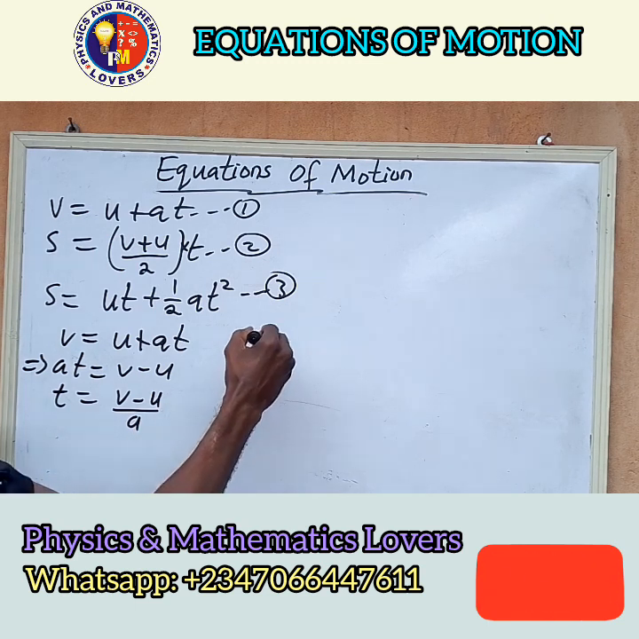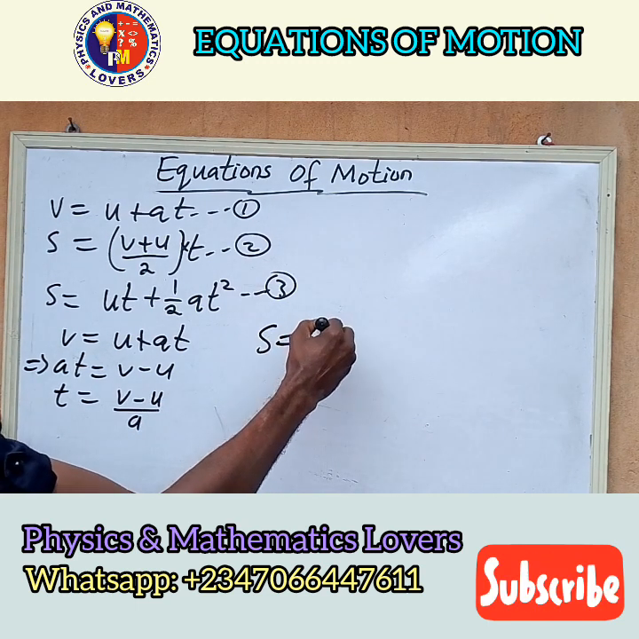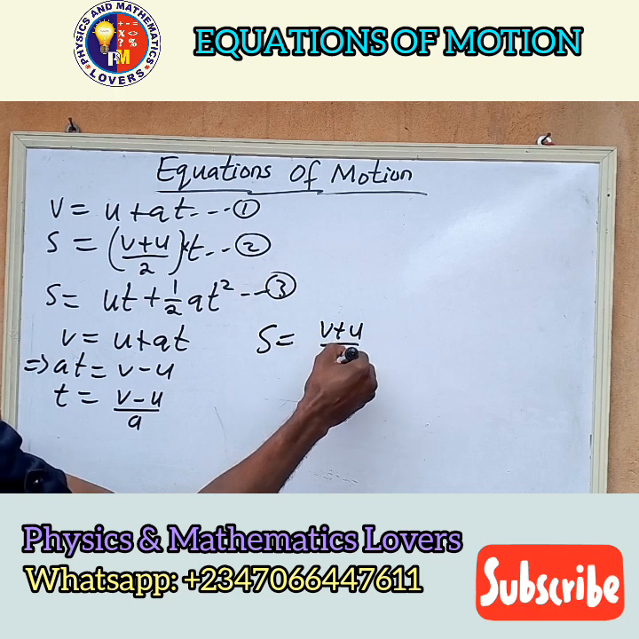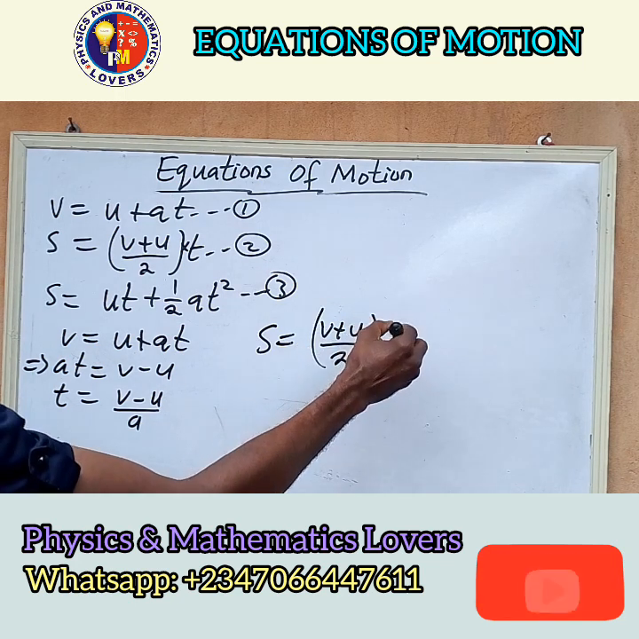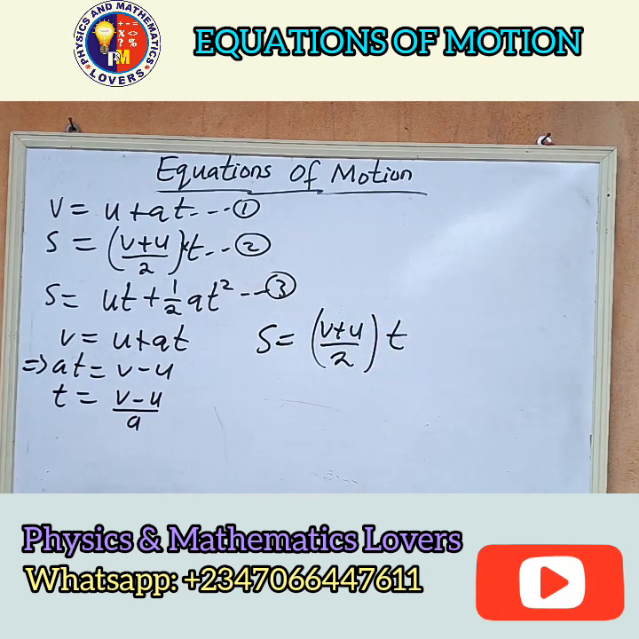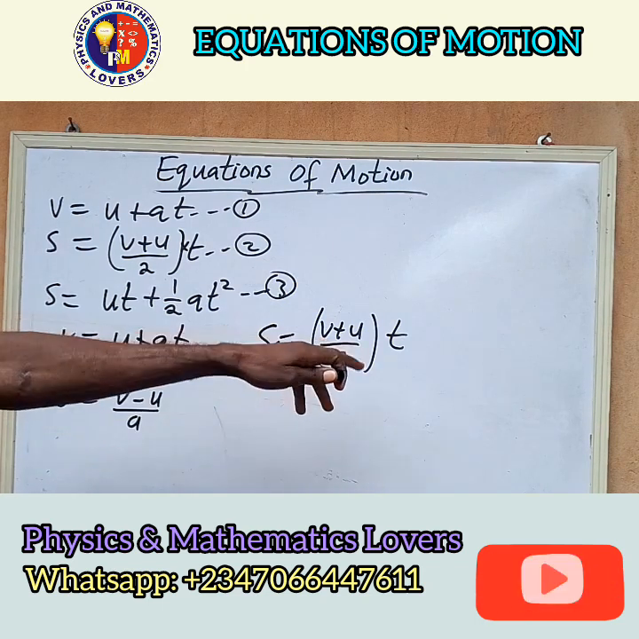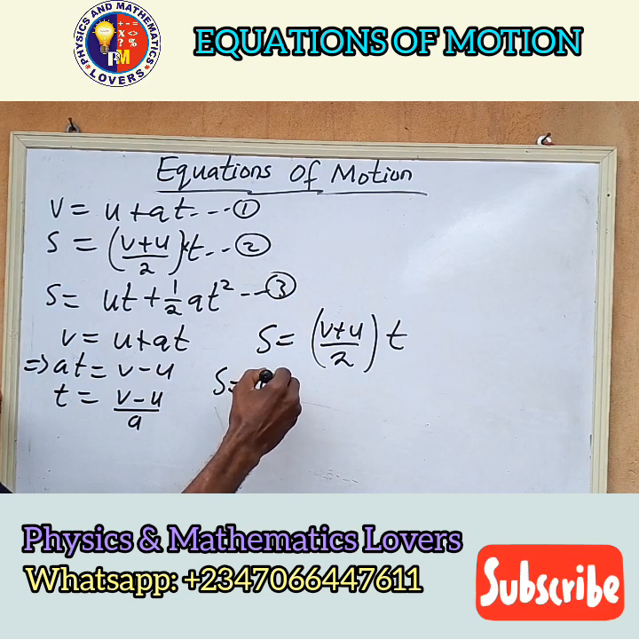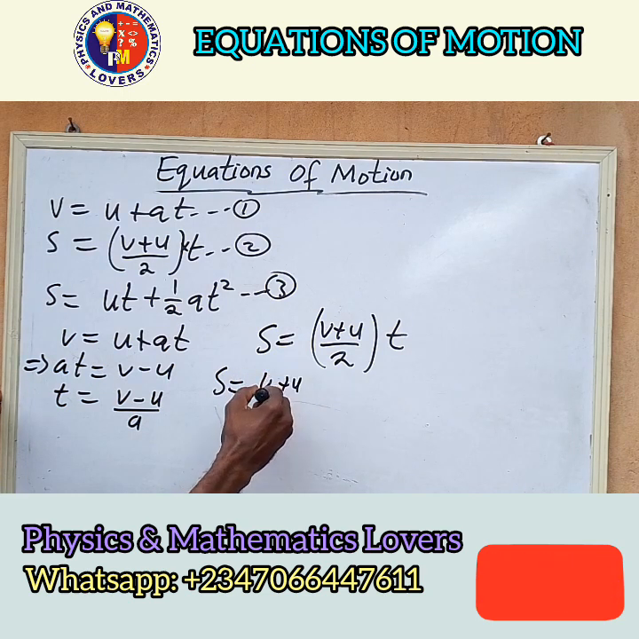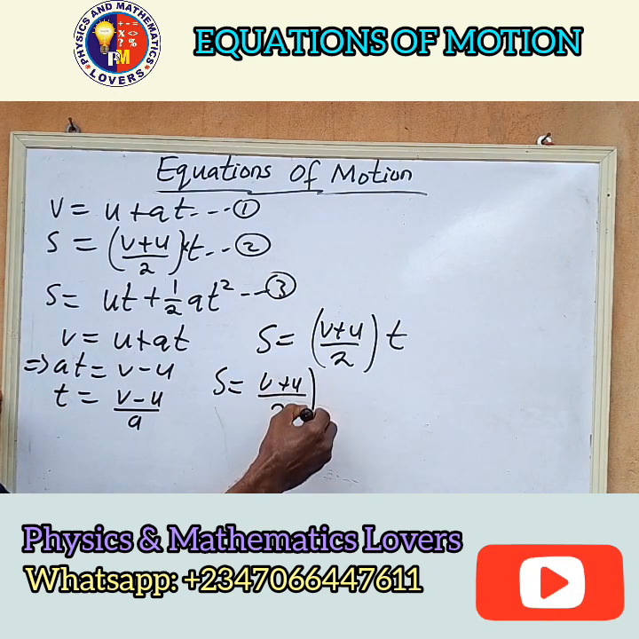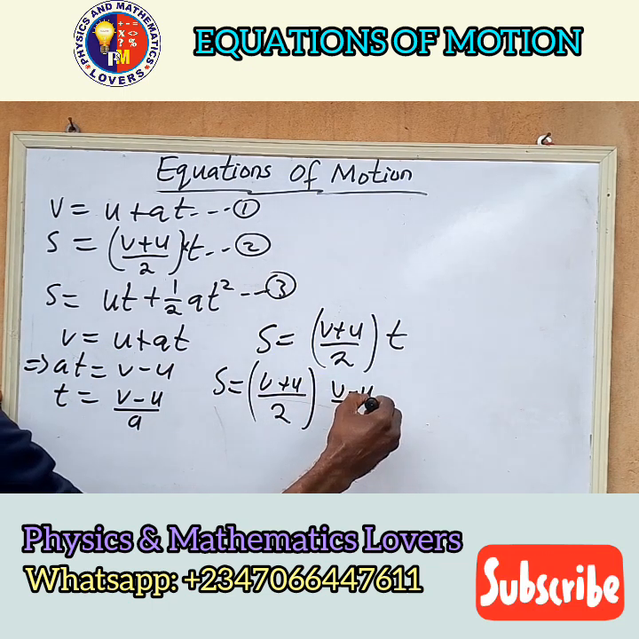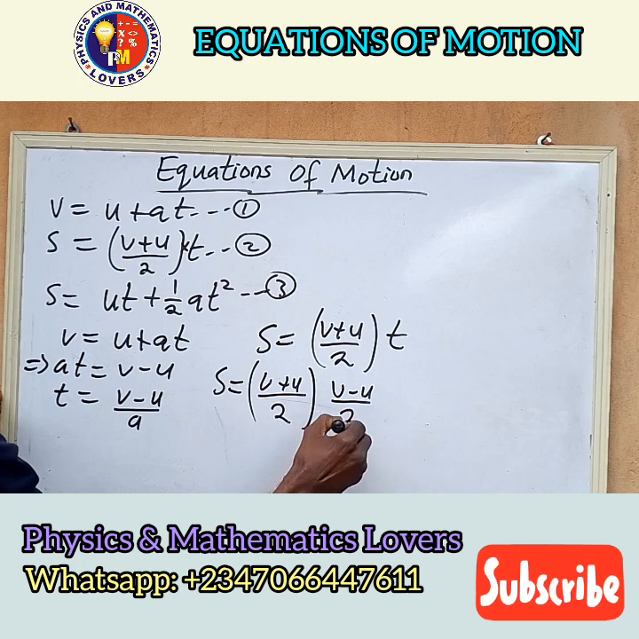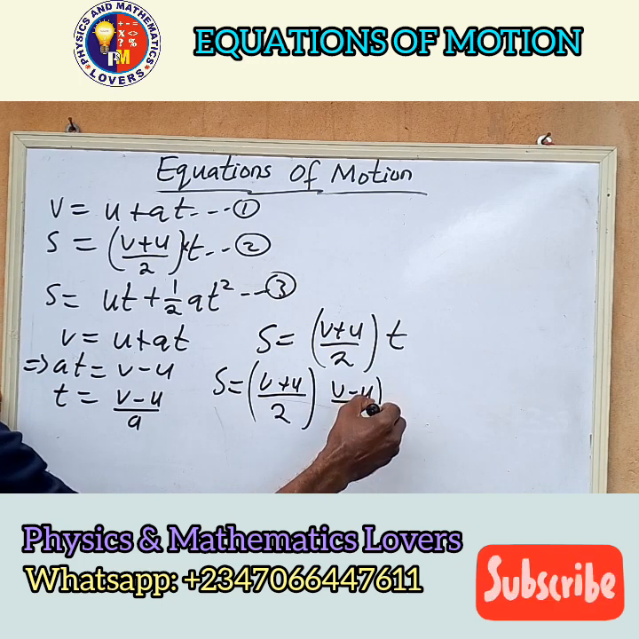Now we have s equal to v plus u all over 2, then multiplying t. Okay, so now let's bring this and multiply it here. So my s is now equal to v plus u all over 2, then multiplied by v minus u all over a. All over a. Good.